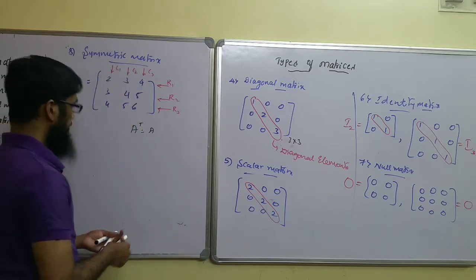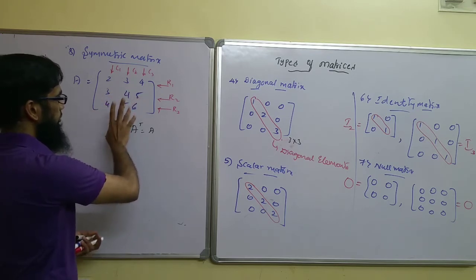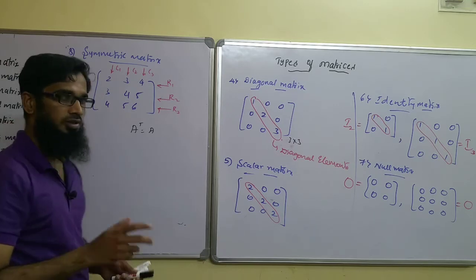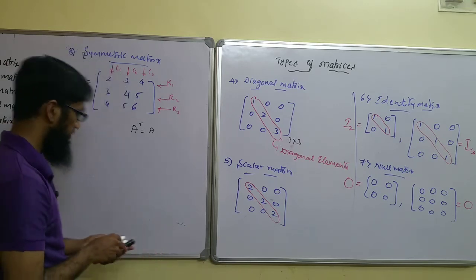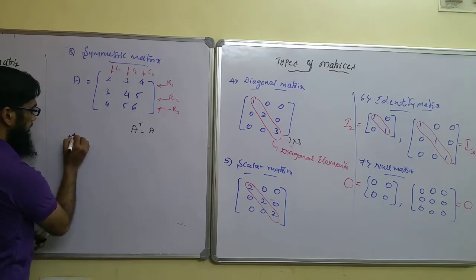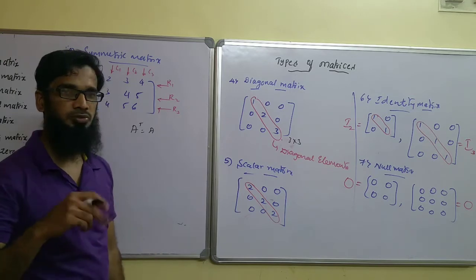So for example, what I have taken here is 2 3 4, 3 4 5, 4 5 6. Now suppose this is a matrix A. Now I'll write the transpose of the matrix. The transpose of a matrix we are going to represent with A with T, or sometimes we can represent it with A dash.